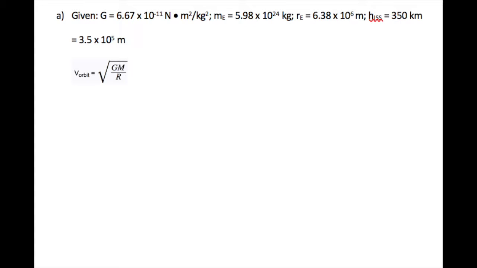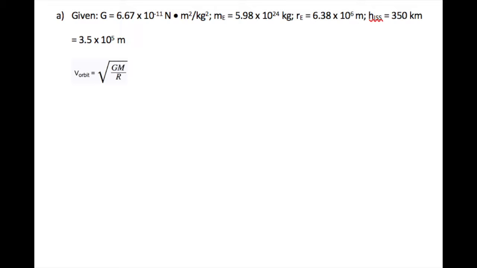We have the gravitational constant, 6.67 times 10 to the power of negative 11 newtons per meter squared over kilogram squared. The mass of Earth, which is equal to 5.98 times 10 to the power of 24 kilograms. And the radius of Earth, which is equal to 6.38 times 10 to the power of 6 meters, as well as the height of the satellite, 350 kilometers, which is converted to 3.5 times 10 to the power of 5 meters.